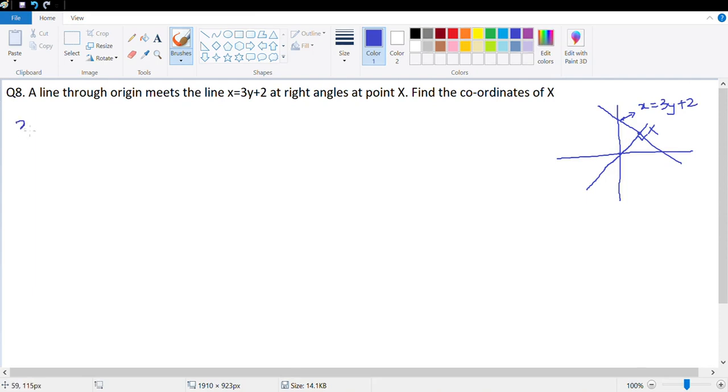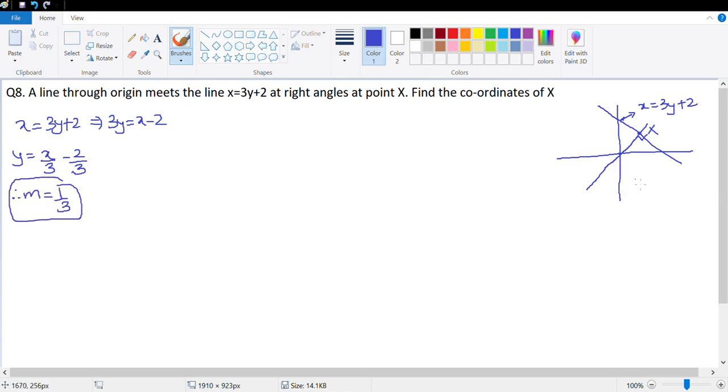So x is equal to 3y plus 2. It means 3y is equal to x minus 2, which means y is equal to x by 3 minus 2 upon 3. Comparing this with y is equal to mx plus c, slope is equal to 1 upon 3. So the slope of this given line is 1 upon 3. Since the given line is perpendicular to the line passing through origin, m1 into m2 will be equal to negative 1.